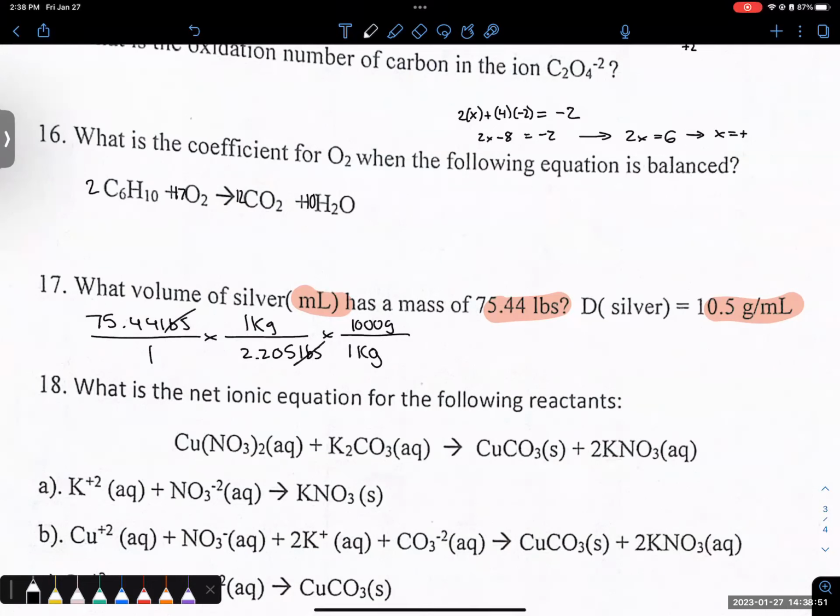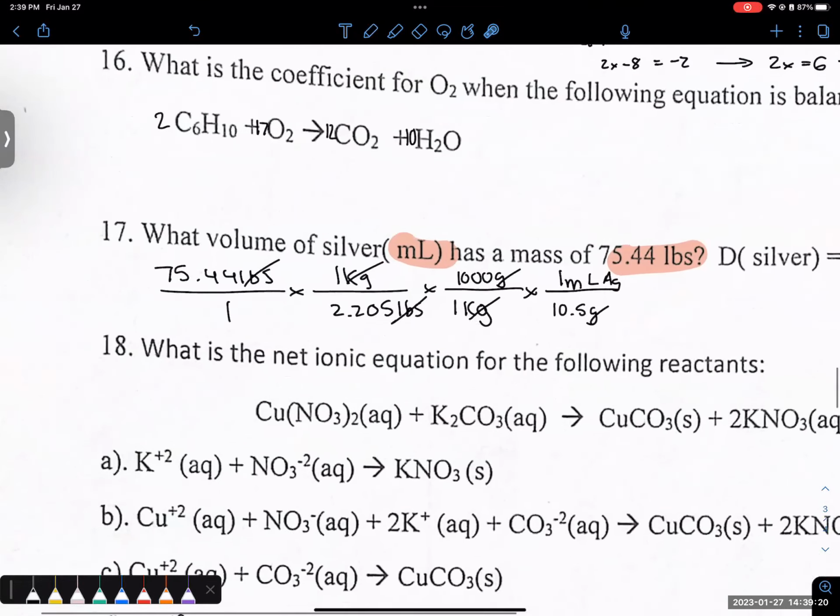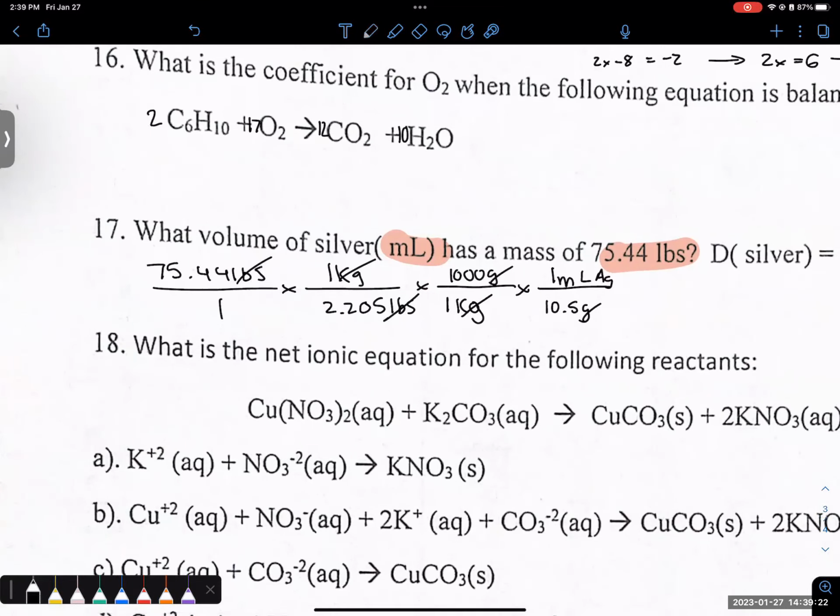Pounds cancel, kilograms cancel. Now we have grams, and we can incorporate our density into this equation as well. So we know the density of silver is 10.5 grams per milliliter. So 10.5 grams for 1 milliliter of silver. And grams cancel, and we're left with volume in milliliters. And you put that in a calculator, what do y'all get?